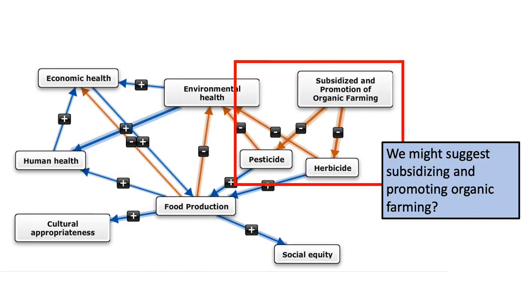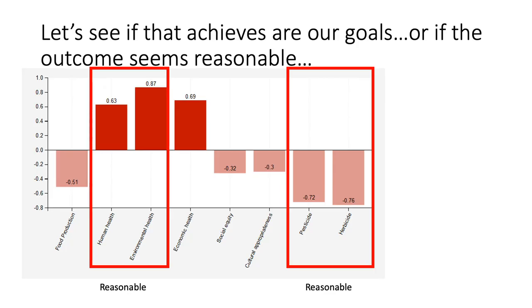So in our exemplar model, we have identified perhaps adding a subsidized and promotion of organic farming component that would then influence some of our other components within the model. So let's see if adding that component achieves our goals or if the outcomes seem reasonable.